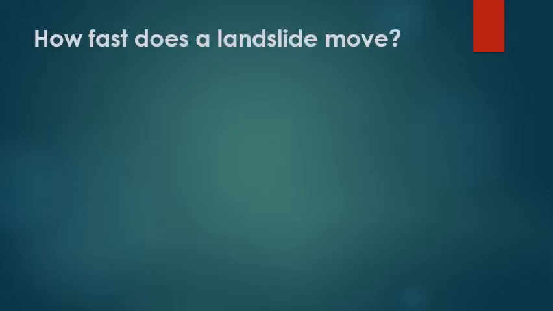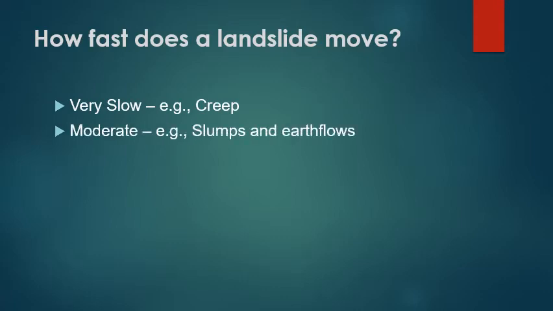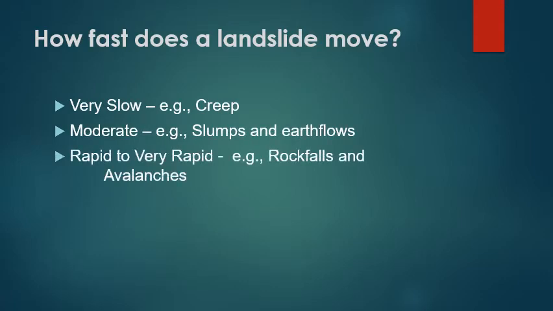How fast are landslides? Can be very slow. An example is creep. Could be moderate velocities, slumps and earth flows. And rapid to very rapid types of landslides such as rock falls and avalanches.